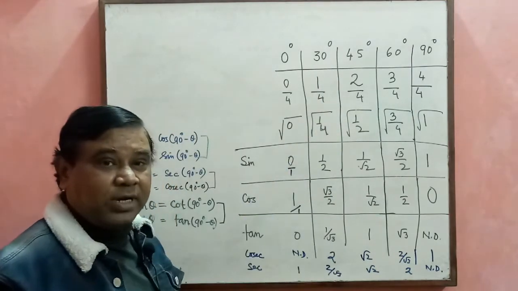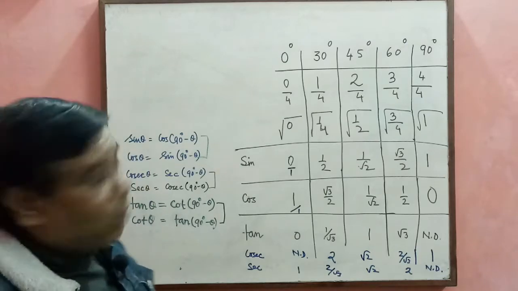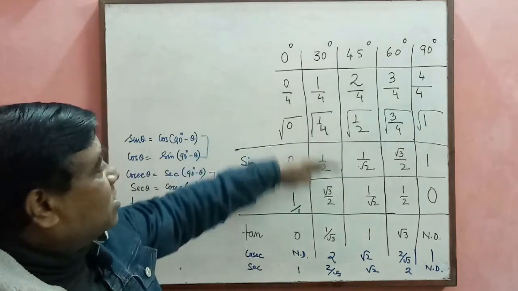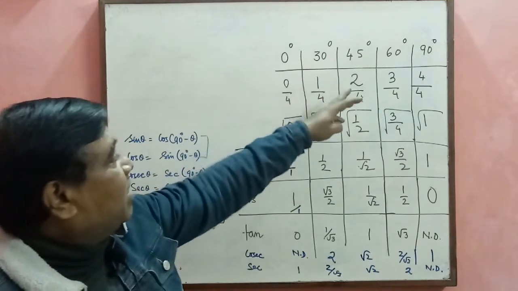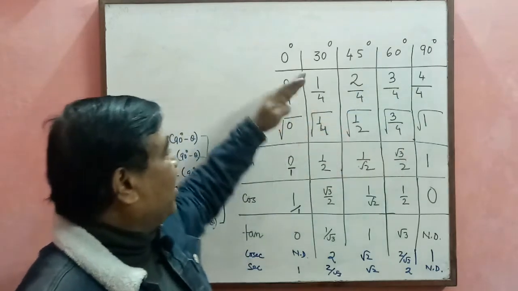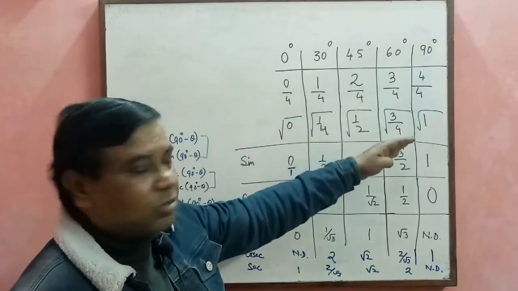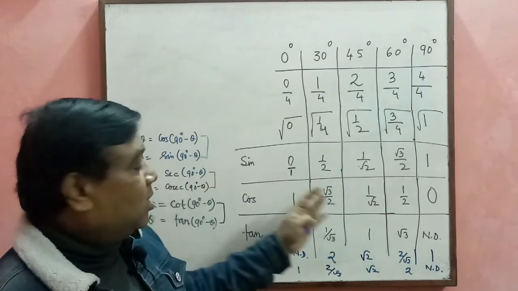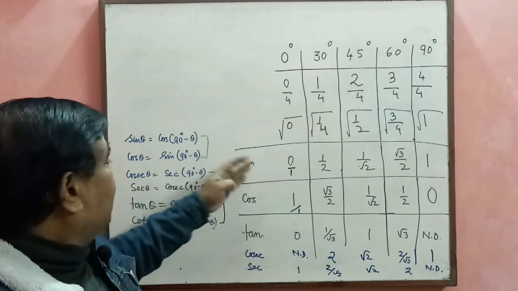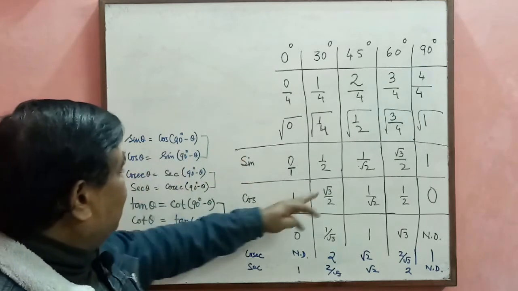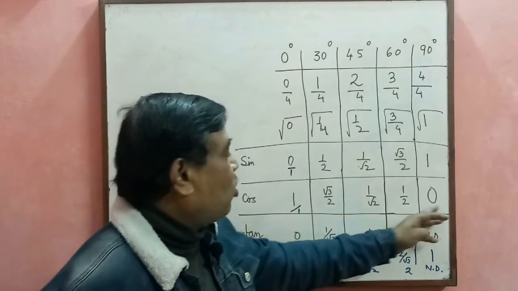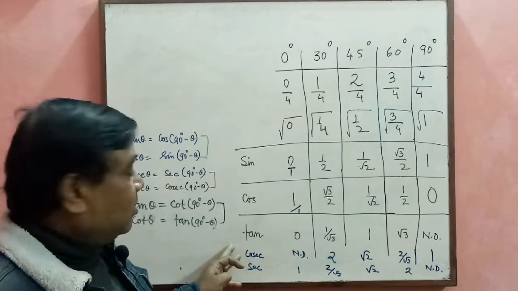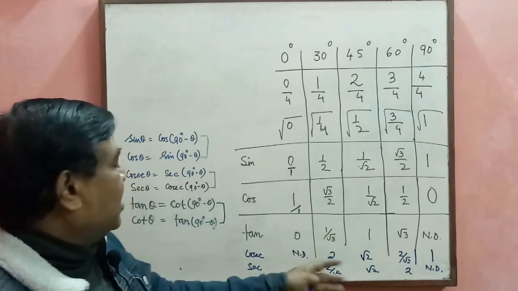This way we have known values for 5 angles: 0 degree, 30 degree, 45 degree, 60 degree, and 90 degree. We can easily have this table. You just put the numbers 0, 1, 2, 3, 4, divide by 4, and take the square root. This square root will give you the values of sine. Sine is related to cos of 90 degree minus theta. We just reverse, you will get cos, and if you divide, you will get tan. And just take the inverse, you will get cosec, sec, and cot.